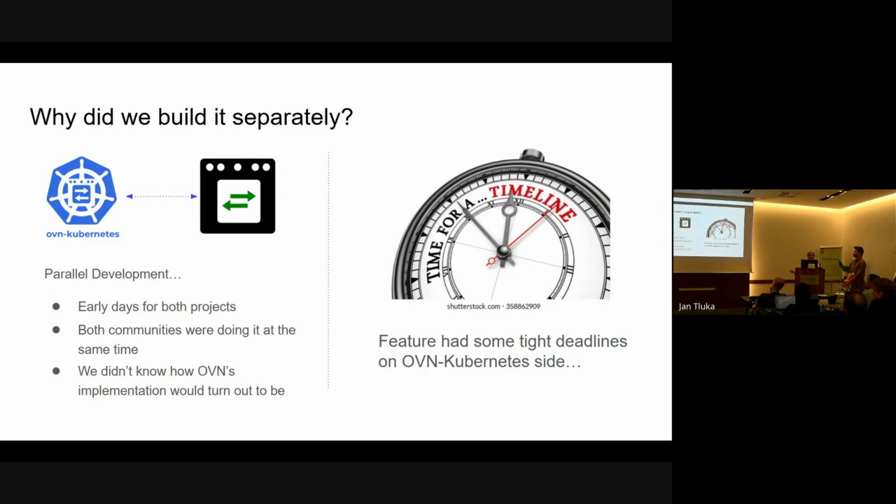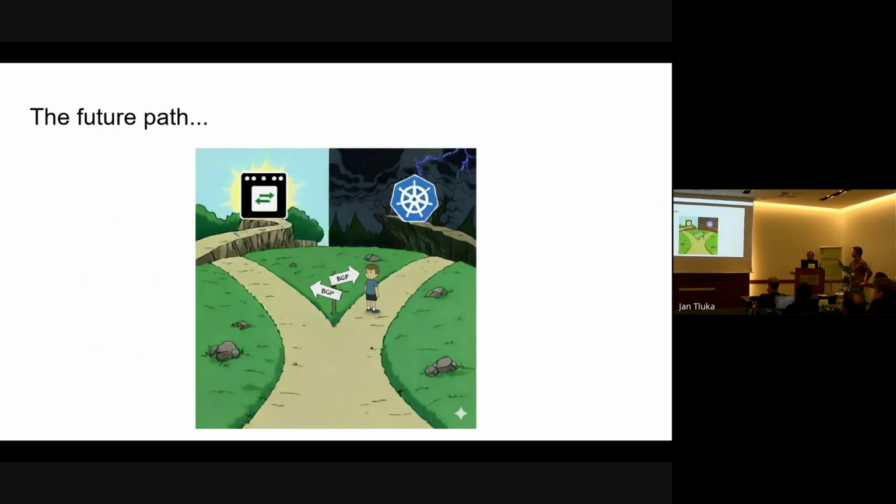Before I hand it over to Jaime, I just wanted to say that we ended up at this crossroads because both projects were doing this in parallel. We didn't know how OVN would end up doing it. We couldn't wait because we had timelines in the OVN Kubernetes projects. So we just did it. And now we are in this state. It's a fun spot to be at. So take it away, Jaime.